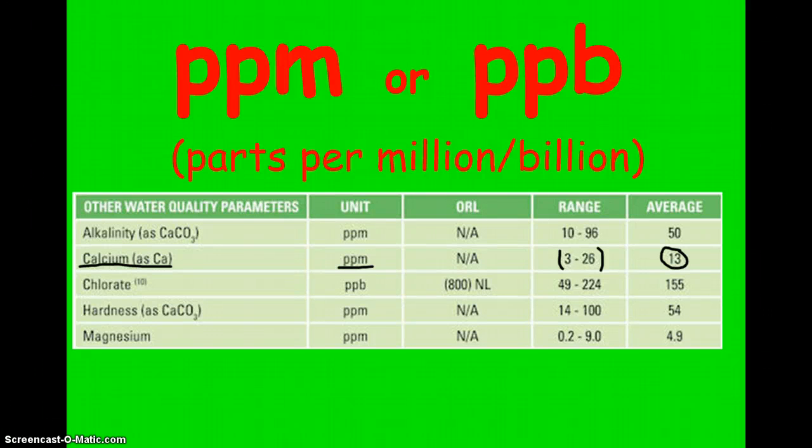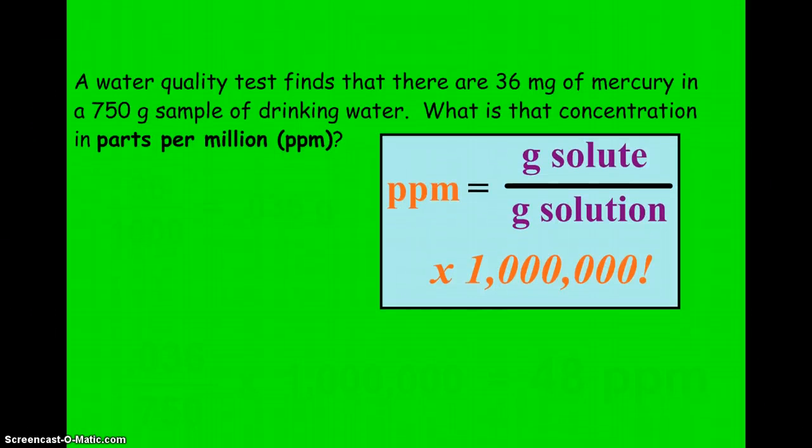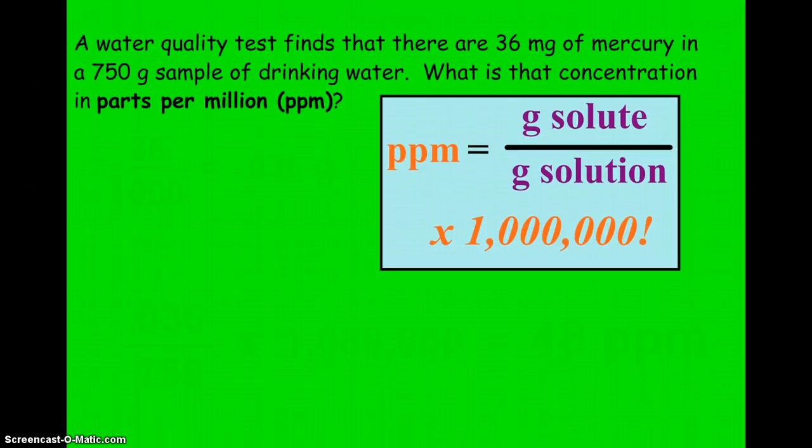Alright. Chlorate, one of our polyatomic ions, this is being expressed in parts per billion. Again, there's an acceptable range, and then its score of 155 means for every billion water molecules, there was 155 chlorate ions found. So again, we don't want to use this concentration for anything except things that we find in very small quantities. And this is how we would calculate this.